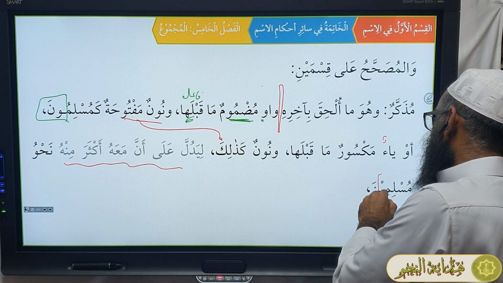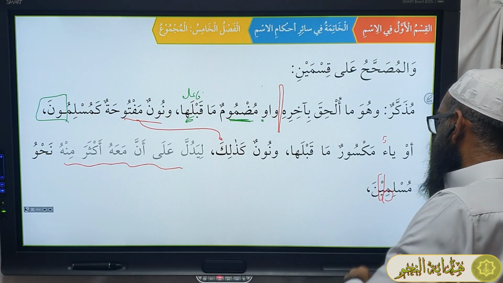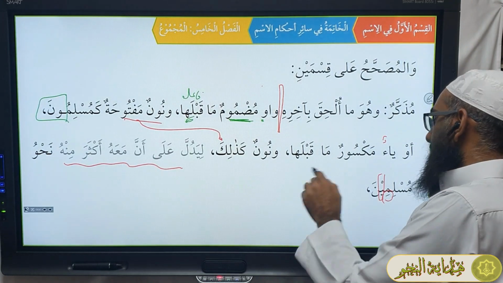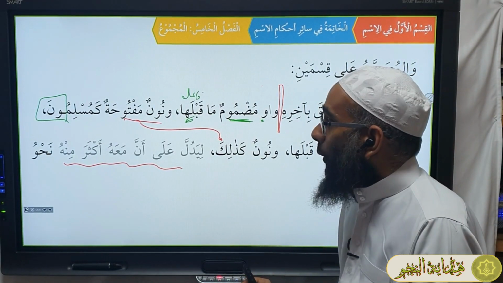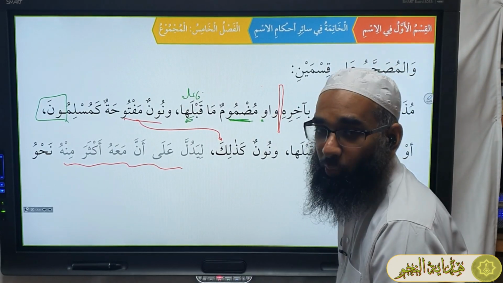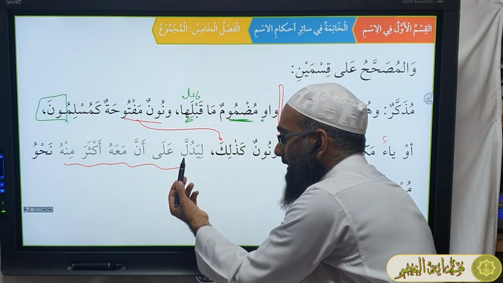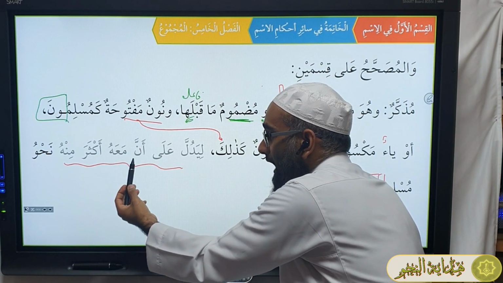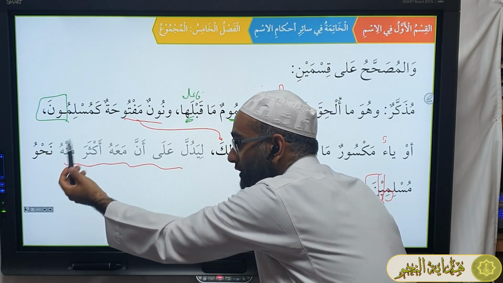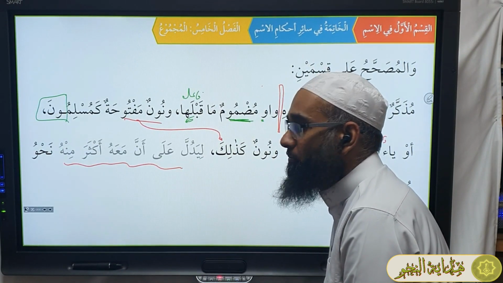We have a ya maksur ma qablahu, the letter before it is a kasra, and a nun kadhalik, a nun maftuha. Okay. Why is this ya and waw added in? To show that along with it, they are more from that same type. Akthara minhu, more than it.